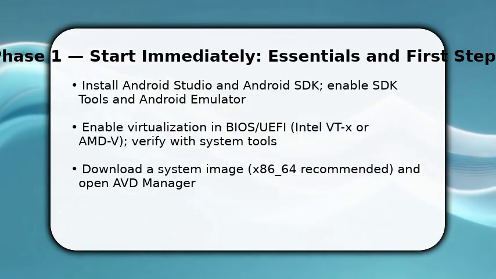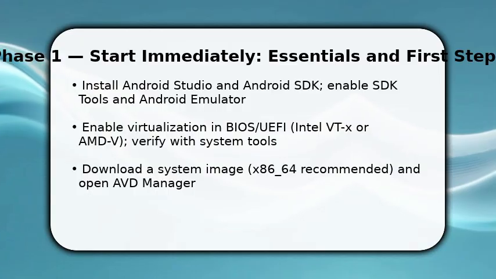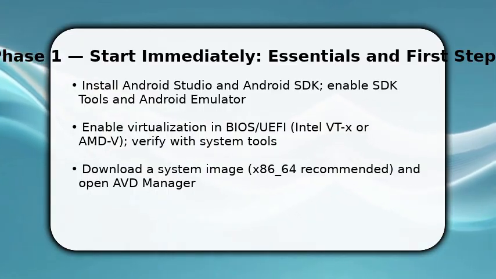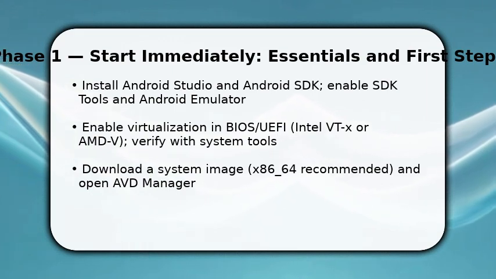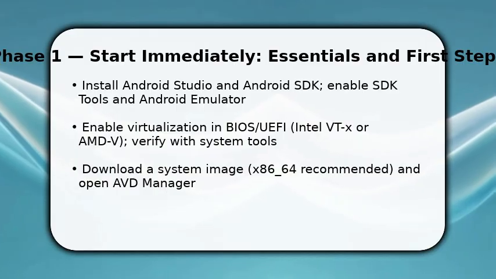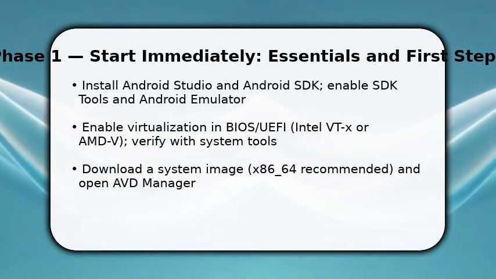Once done, open AVD Manager and download an x86-64 system image. It boots faster and supports hardware acceleration. Make sure you pick a device profile that matches the screen density and API level you need. Then proceed to create the AVD.